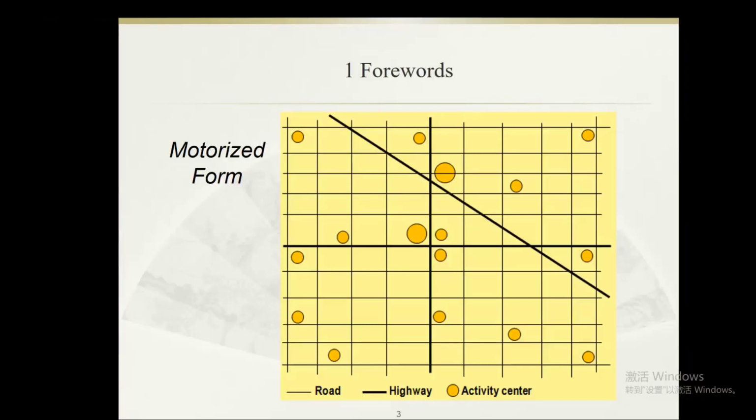And the yellow dots here represent the activity centers of people inside the city or inside this area. The bigger the dot is, the more activities happen here. If the dot is small, it means fewer activities happening here.